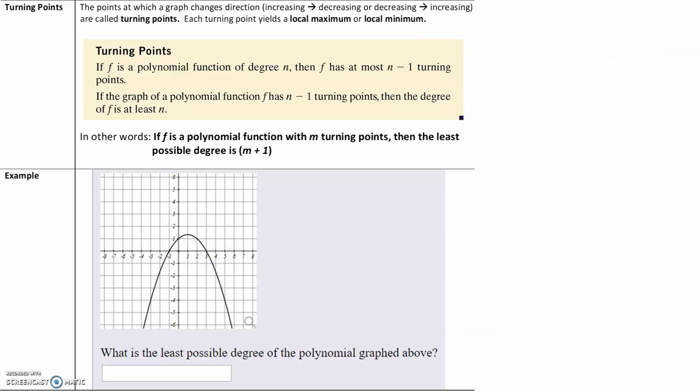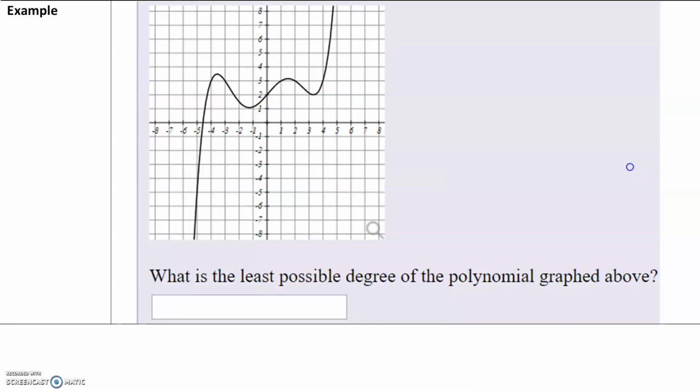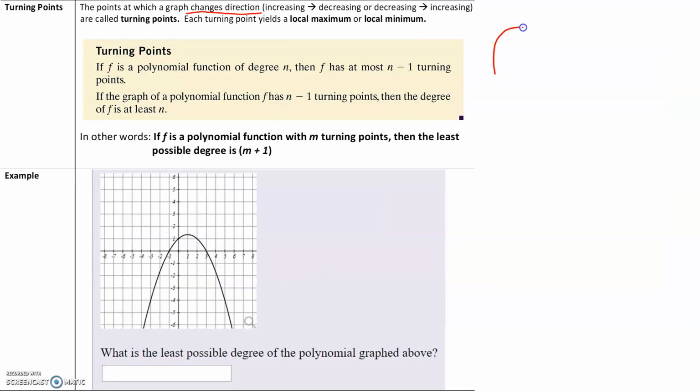All right. Let's talk about turning points. A turning point is a point at which the graph changes directions, which means it goes from being increasing to decreasing or from decreasing to increasing. So it looks like this. It goes from being increasing to decreasing, or it goes from being decreasing to increasing. So these points are called turning points.